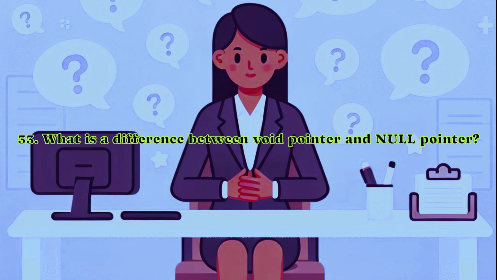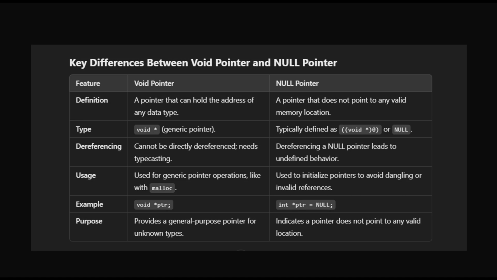33. What is the difference between a void pointer and a null pointer? A void pointer is a generic pointer that can hold the address of any data type. It is used for generic programming where the type of data is not known in advance. To dereference a void pointer, it must be typecast to the appropriate type.